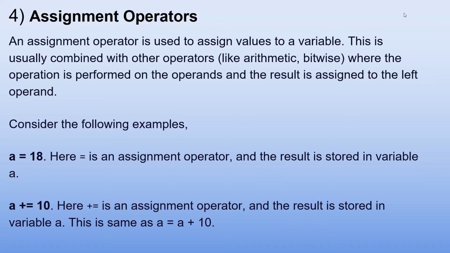Okay, so now let us come to the assignment operators. First, let us go with the definition, which goes like: an assignment operator is used to assign values to a variable. This is usually combined with other operators like arithmetic, bitwise, where the operation is performed on the operands and the result is assigned to the left operand. So we can know that these assignment operators will act like some shortcuts, which are used to update.